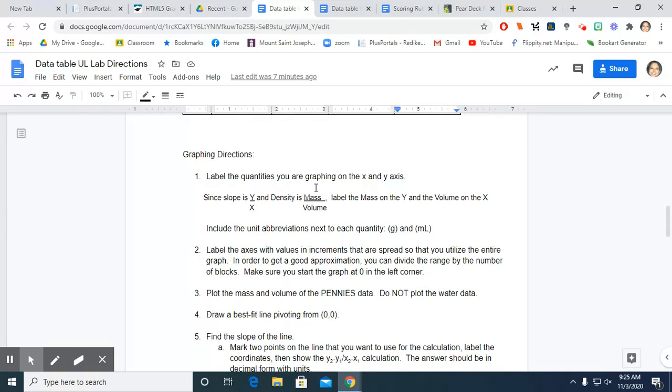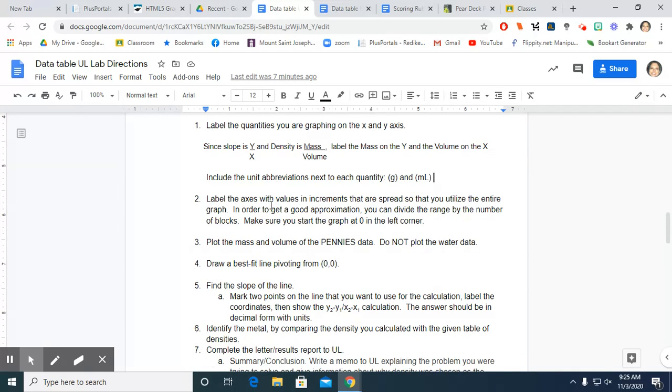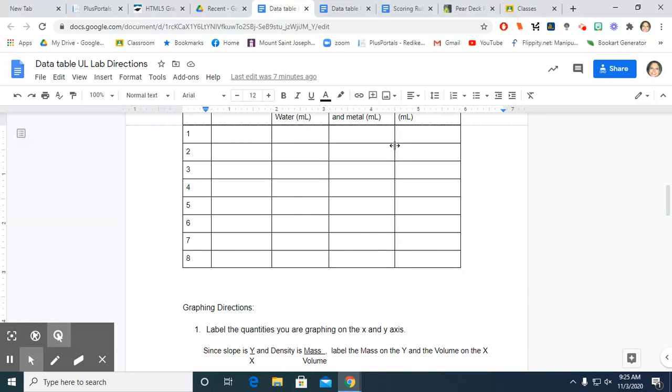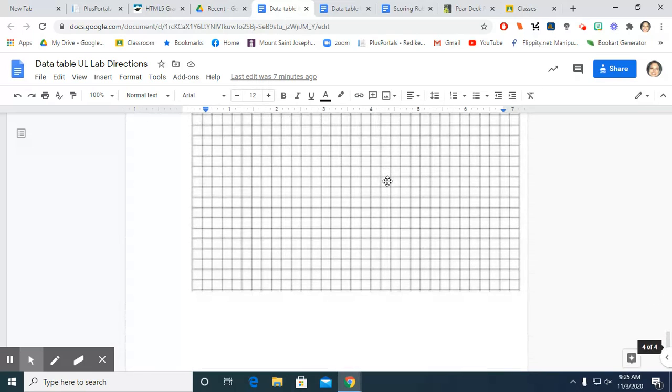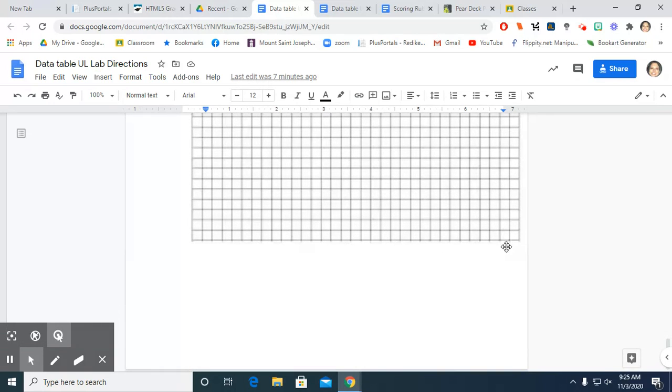All right, so this tells you your basic steps. You're going to label your graph, as I just said, with mass and volume and the units. Then you're going to figure out your coordinates or your axes values, the increments that you're going to label on the graph. One trick is to take the range that you have of, say, the volume, and then count the number of spaces, blocks on your graph, and then divide.